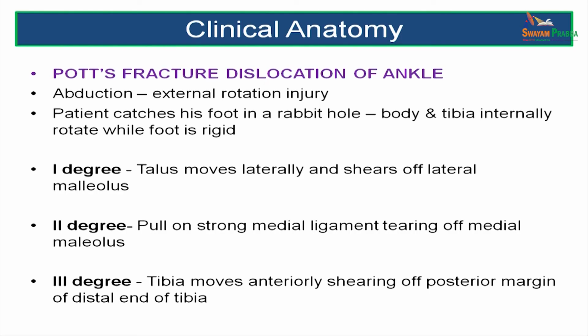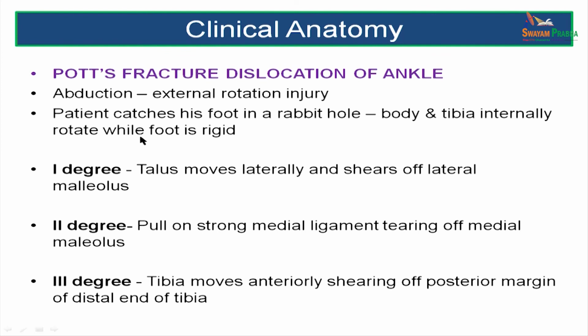Pott's fracture dislocation of the ankle. This is a special type of fracture wherein there is abduction and external rotation of the lower limb. For example, a patient walking on the ground and his foot gets stuck in a rabbit hole. The body and the tibia are internally rotated while the foot is rigidly held in the hole on the ground.